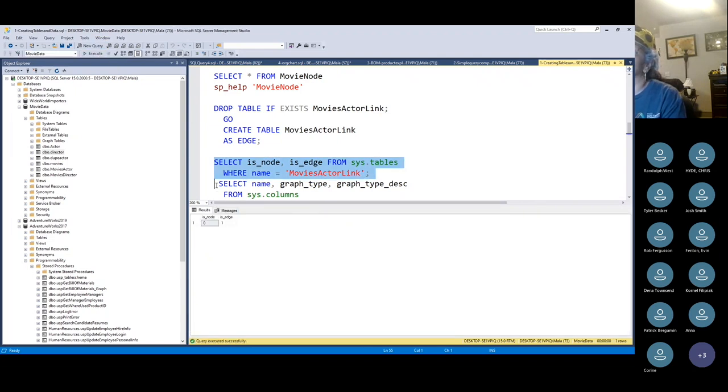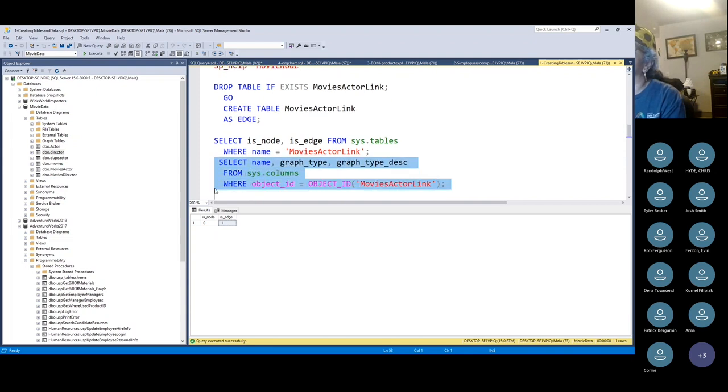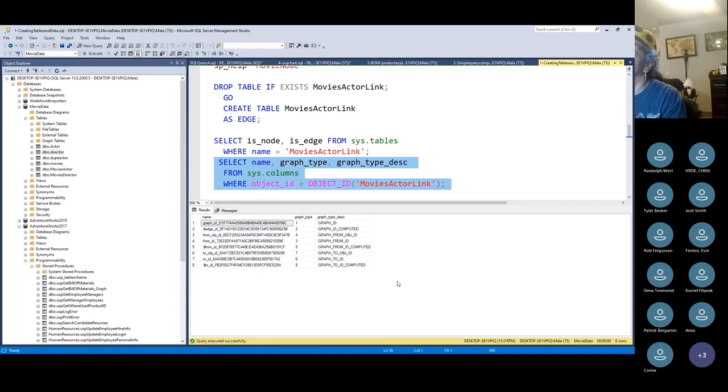Is edge just one? You can see that for the earlier tables, this one was one. Now it is edges one. And you can see the number of computed columns is a lot more. Although it is just a simple edge table, there is a graph ID, there is a from object ID and from ID, there is all these things.